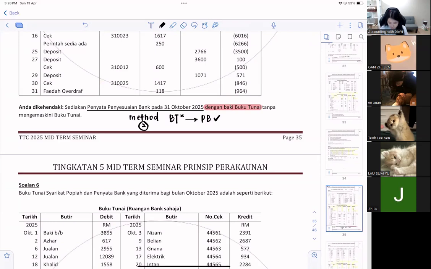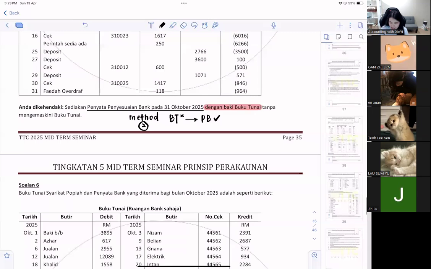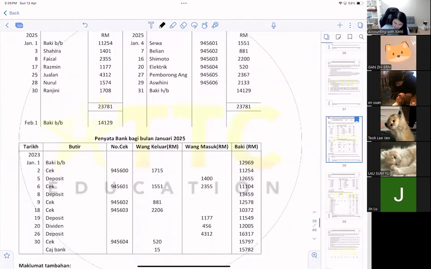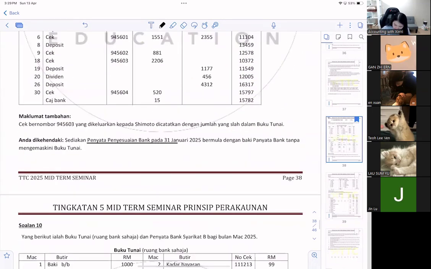Okay, now method 3 is on page 38. Yes, okay. Page 38. Method 3. You can see the Anda dikehendaki asking for sediakan penyata penyesuaian bank again without the buku tunai and requesting bermula dengan baki penyata bank, which means confirmed method number 3. To start with penyata bank means you will see the penyata bank as the wrong version. You want to adjust it into the buku tunai's number for your boss.